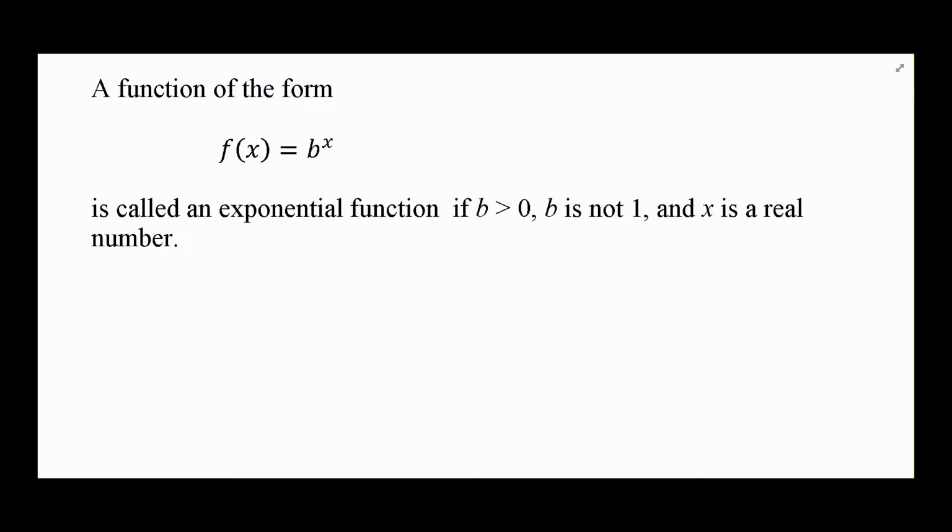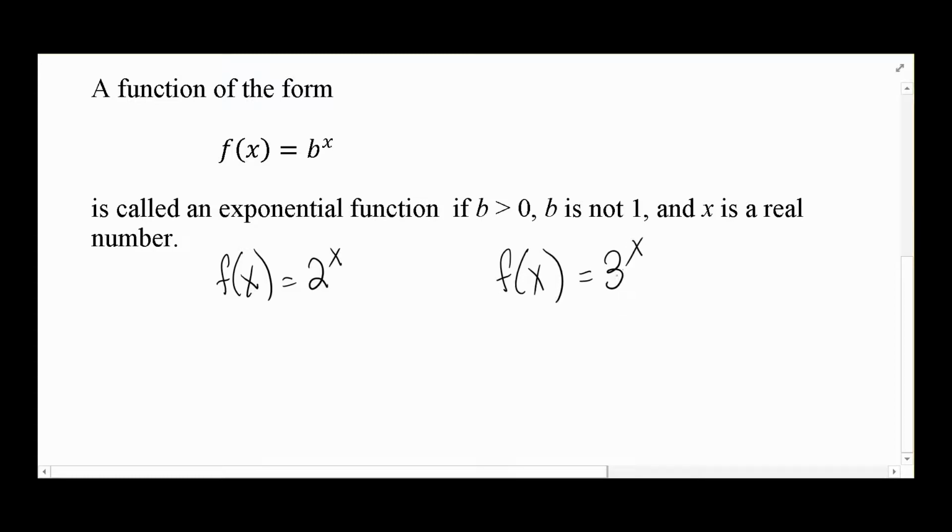So what we mean by this is that we don't want to have 0 to the x power. We don't have a negative number to the x power. We don't have 1 to the x power. But what an exponential function could look like is 2 to the x power or 3 to the x power. We could allow fractions that are in between 0 and 1 as well, so we could have something like 1/2 to the x power. So this is what we mean by an exponential function.